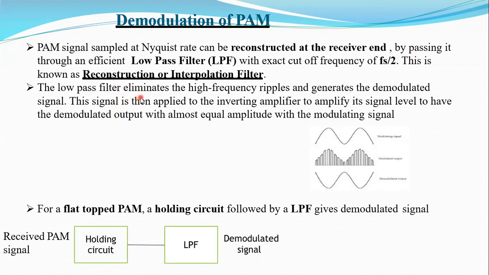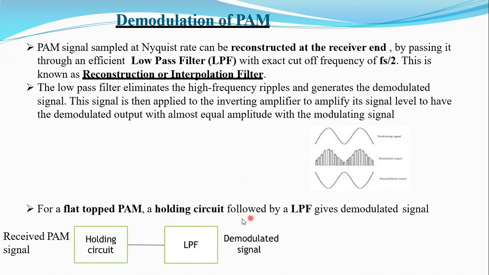The low pass filter used here eliminates the high frequency ripples and generates the demodulated signal. This signal is then applied to an amplifier to amplify the signal level. That means to increase the signal strength and have the demodulated output almost equal to the amplitude of the message or modulating signal.